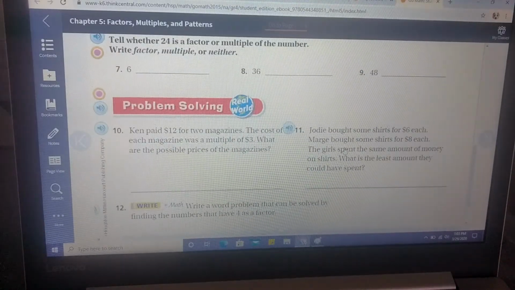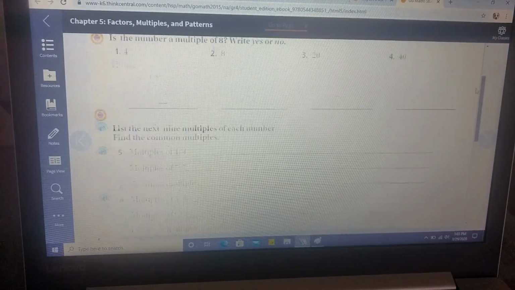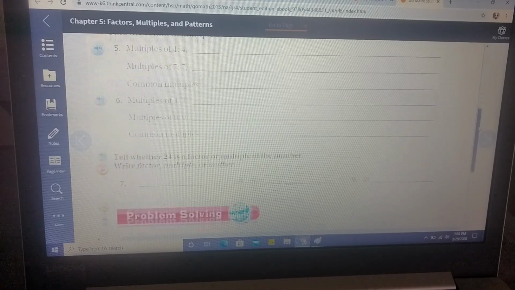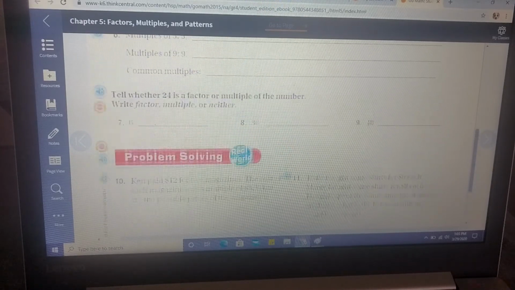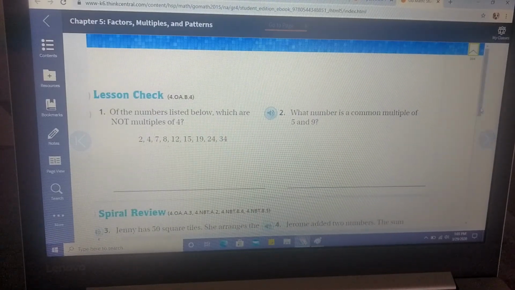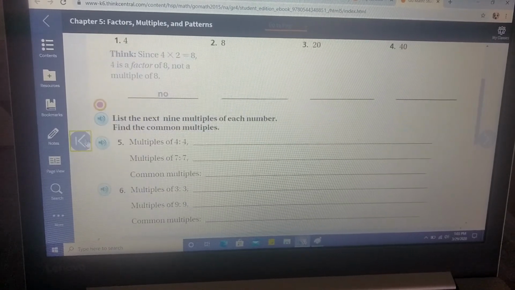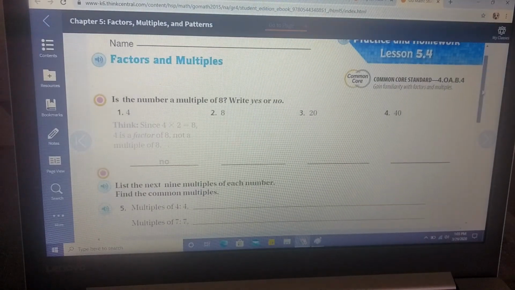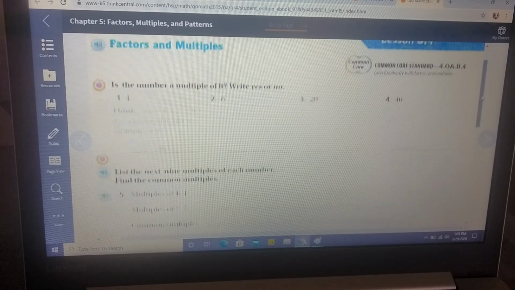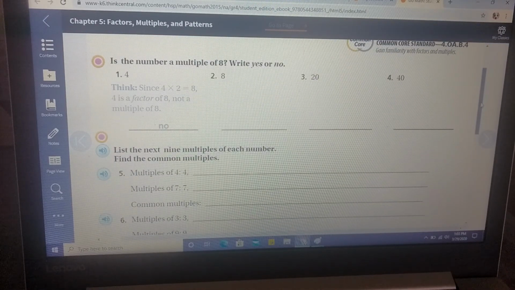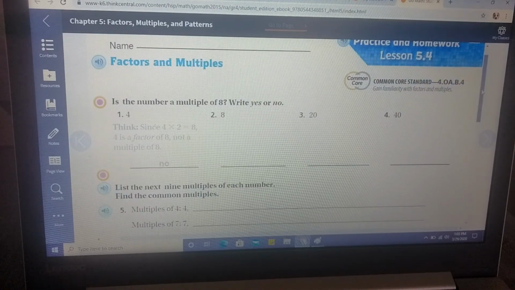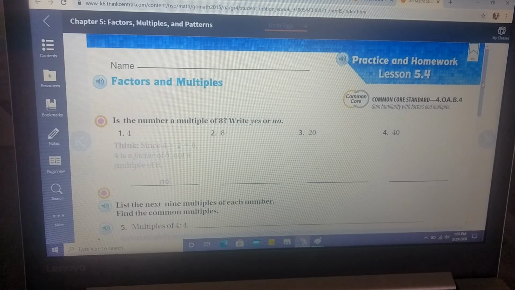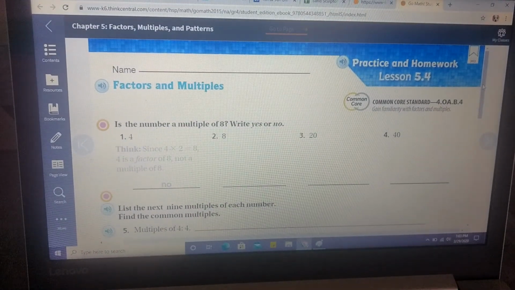So again, you only have to do, 1 is already done for you, all the way to number 11. And that's it. You do not have to do 12. You do not have to do the back. You don't have to do spiral review. You only have to do this front. Your parents can take a picture and send it to me, or you can write your answers in a Google Doc and share it with me. There's no Google form for this today. So we're just going to turn this in how we've been turning in our other work. If you have any questions or concerns, you can feel free to email me. And that's it for today's lesson.